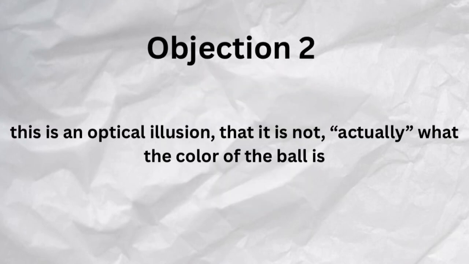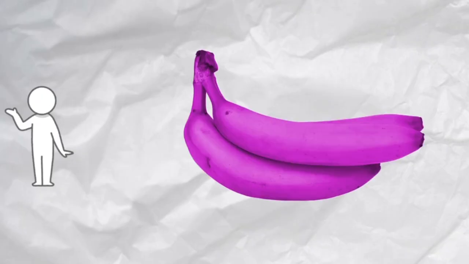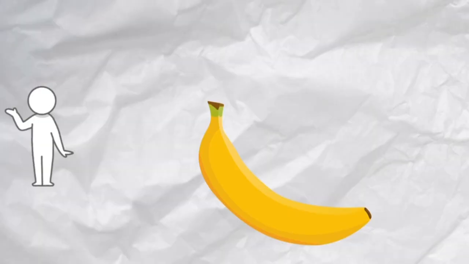Objection two: this is an optical illusion, and it is not, quote unquote, actually what the color of the ball is. Well, let's go over what optical illusions are to begin with, especially concerning colors. When we talk about seeing an illusory color, all we're really saying is that we have an instance of seeing an object as one color, when we would otherwise and predominantly see it as another color.